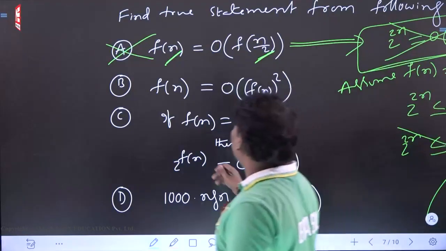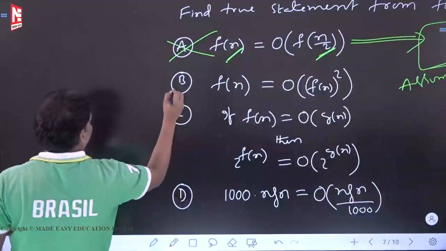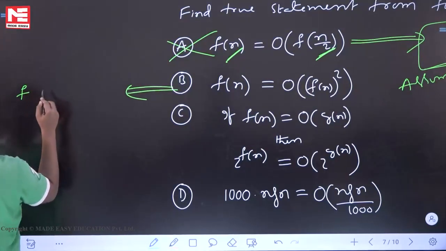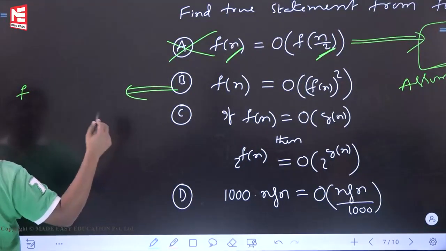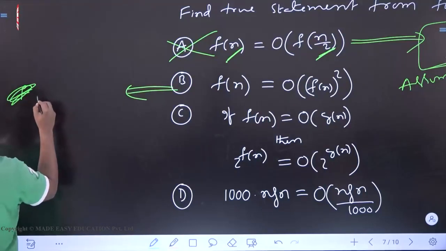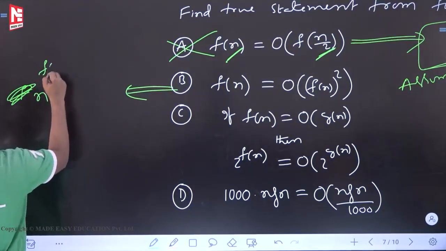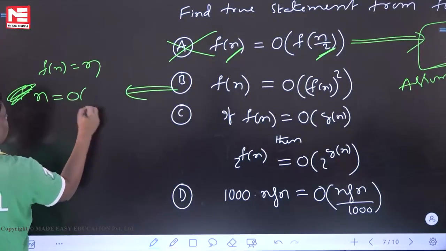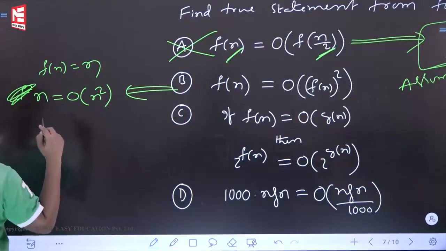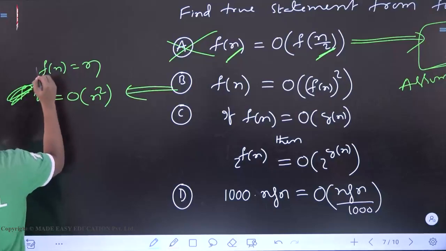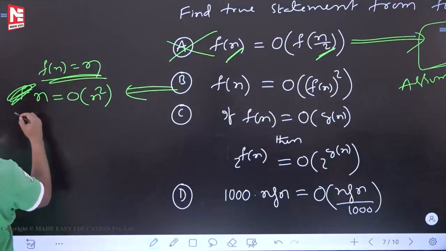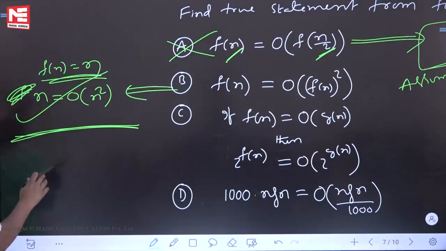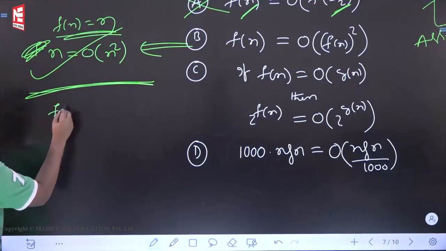And one more. See the option B. Interesting answer. Option B says that f of n is big O of f of n whole square. Let's see this one. Is it right or wrong? Assume that f of n is n. Then left is n, right is going to be big O of n square. I think this is right. But see the problem. Many cases may be right like that, but one case fail only.